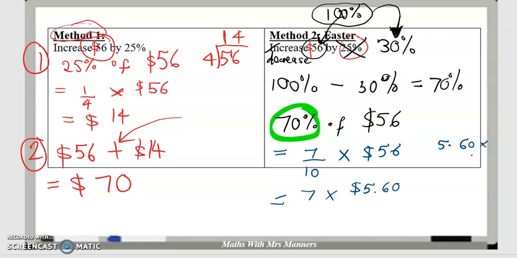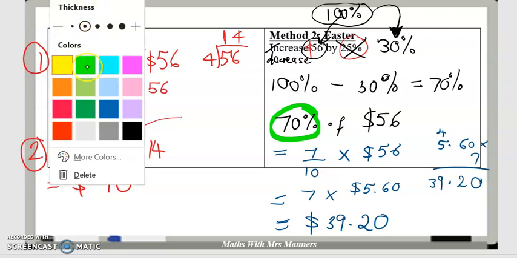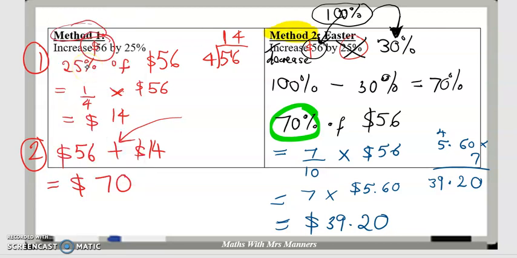So I'm going to go off to the side and I'm going to multiply them. So 0 times 7 is 0. 6 sevens are 42, carry the 4. 5 sevens are 35 plus 4 is 39. So it turns out it is $39.20. So method 2, if you thought that was all right, I definitely want you to be open to using method 2, because what it does is it answers the question in 1 step instead of having to break it into 2 steps. If you really found it much easier to understand method 1, you can stick with method 1, or if you're really good, you can move between the 2 types of methods.